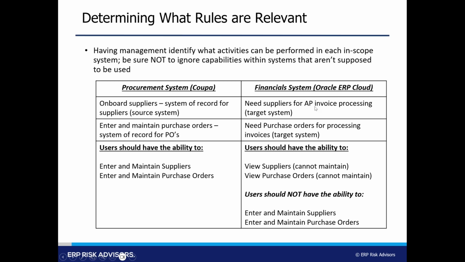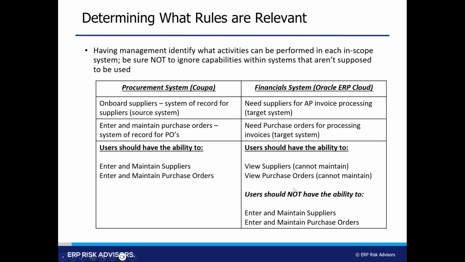You need suppliers there for AP invoice processing, but it's not your system of record. So what we see wrong with organizations in scoping both their controls and not looking at access controls appropriately is not thinking about the implications of what is the source system, what's the target system, what is the system of record, and what is the system where we shouldn't be entering and maintaining suppliers. So in Coupa, you'd have the ability to enter and maintain suppliers, but since it's a system of record for suppliers, you should not be entering or maintaining that data in the financial system. So Oracle ERP Cloud in this example.